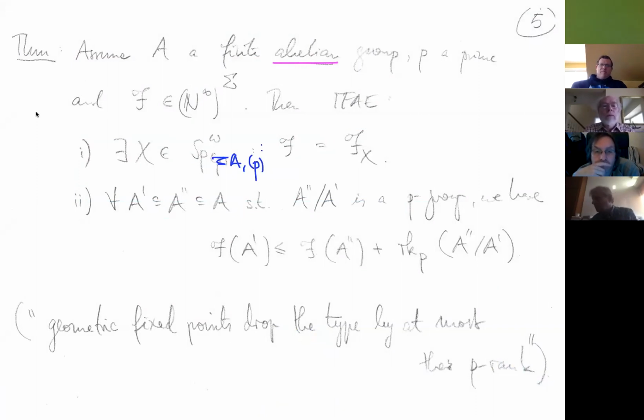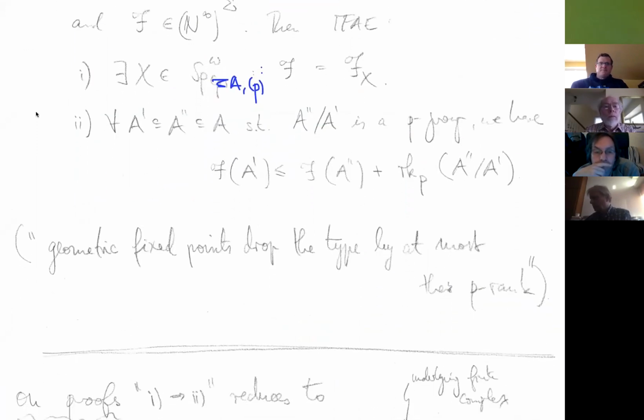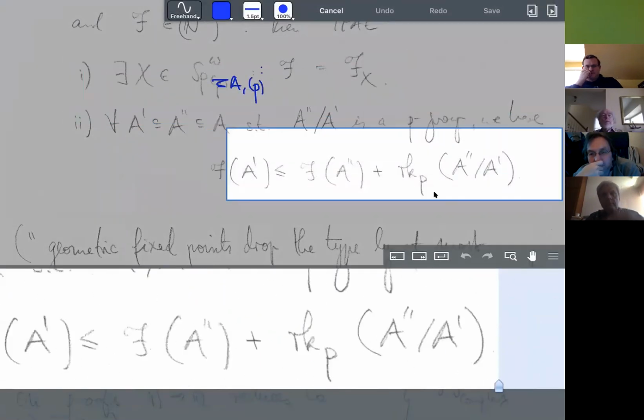And this is equivalent to saying that for any chain of subgroups such that the subquotient A'' over A' is a p-group, there is the following inequality: the prescribed type on the smaller group, f(A'), is less than or equal to the type prescribed on the larger group A'' plus the p-rank of this finite group here. The p-rank is just the tensor with F_p, and then it's the dimension of this F_p vector space.